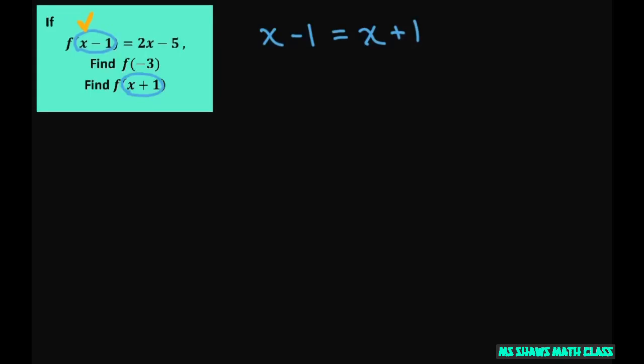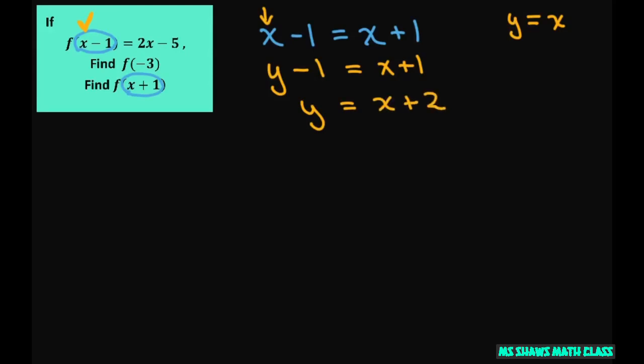So just for the short time, let's let y equal our input. So our y equals x. So I'm going to call this y. Now, when you add 1 to both sides, you can solve for y. Y equals x plus 2. Okay, so that was just the shorthand. Now, what I'm going to do is replace back my x.